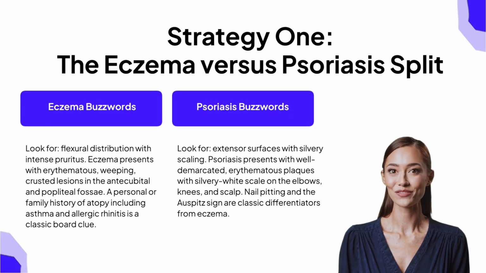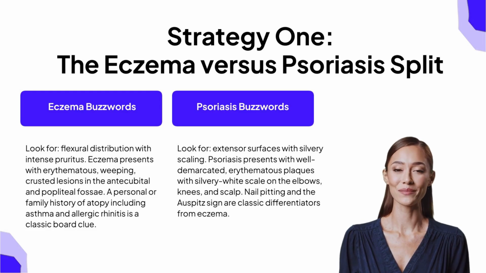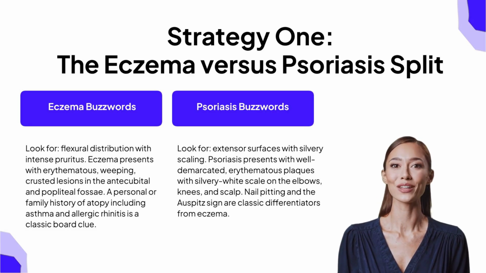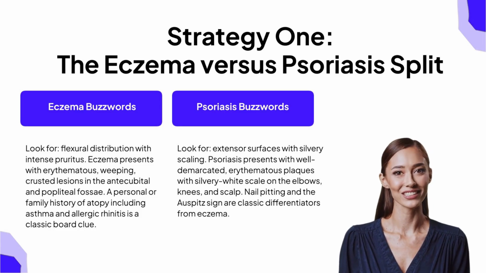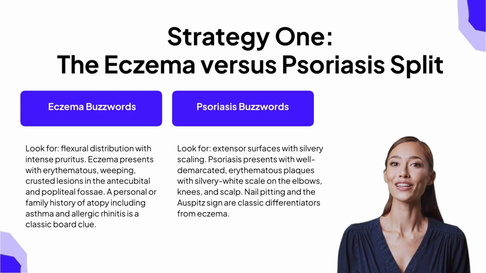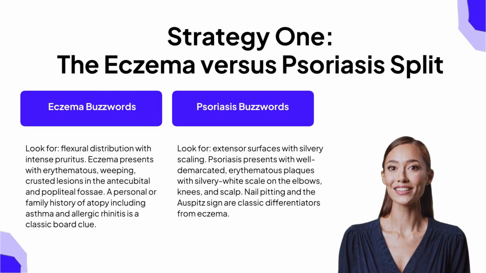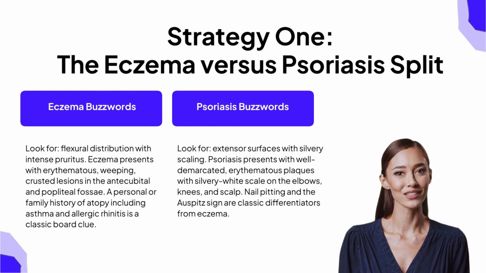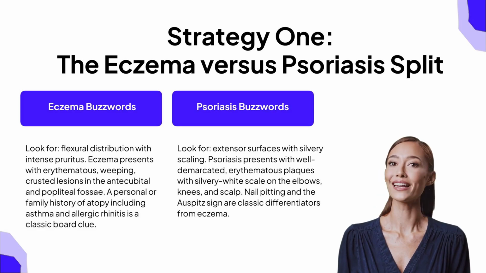Let us start with one of the most tested distinctions on the boards: eczema versus psoriasis. This comes up all the time, and the question stem will give you clear clues if you know what to look for. For eczema, think flexural distribution. The rash appears in the antecubital fossae, popliteal fossae, and neck. It is intensely pruritic with weeping, crusting, and lichenification in chronic cases. The key buzzword is atopy. If the patient has a history of asthma, allergic rhinitis, or a family history of atopic disease, think eczema.